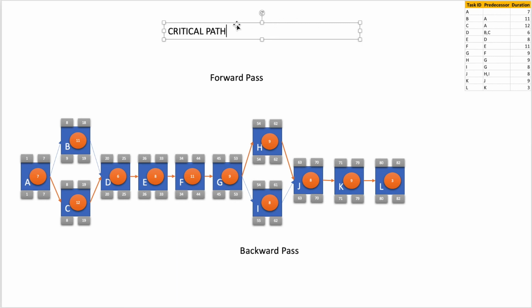So critical path is the path on which none of the activities can be delayed. So if I delay any activity on the critical path, then my whole project will get delayed. So with this, we come to the conclusion of our discussion of how to create the project network.